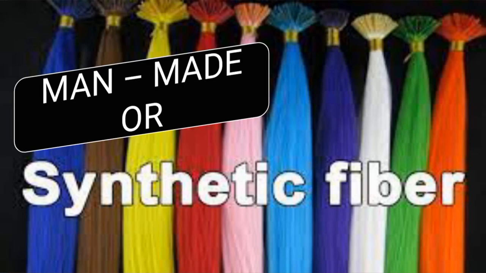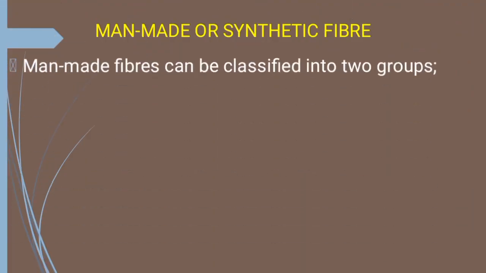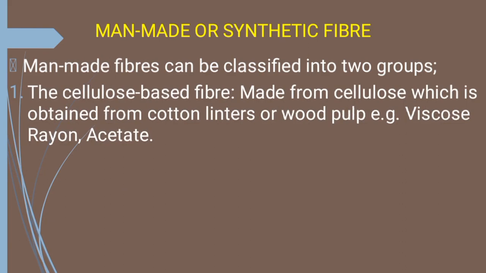Man-made or synthetic fiber, or you can say artificial fiber. Man-made fibers can be classified into two groups. The first group is the cellulose-based fiber, which is made from cellulose, which is obtained from cotton linters or wood pulp. What do we mean by this?